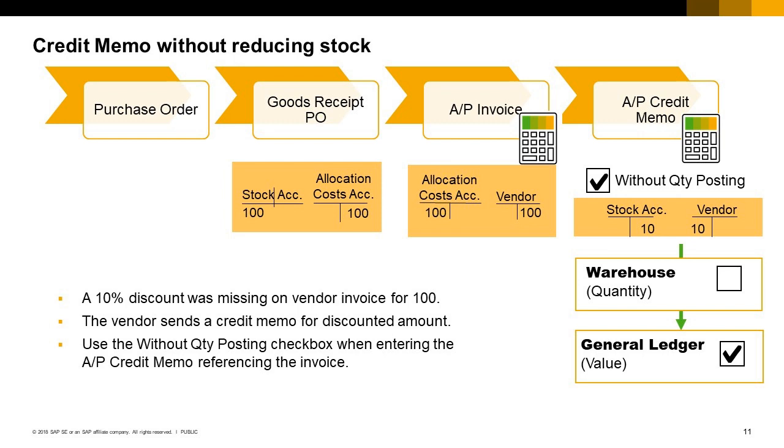In the example in the graphic, a 10% discount was missing on the vendor invoice for 100, so an AP invoice was created for 100 and a payment was made for the full amount. When the issue is discovered, the vendor sends a credit memo for the discounted amount of 10. The without quantity posting checkbox is used to create a credit memo in SAP Business One that does not reduce stock quantity but records the monetary change in the general ledger.